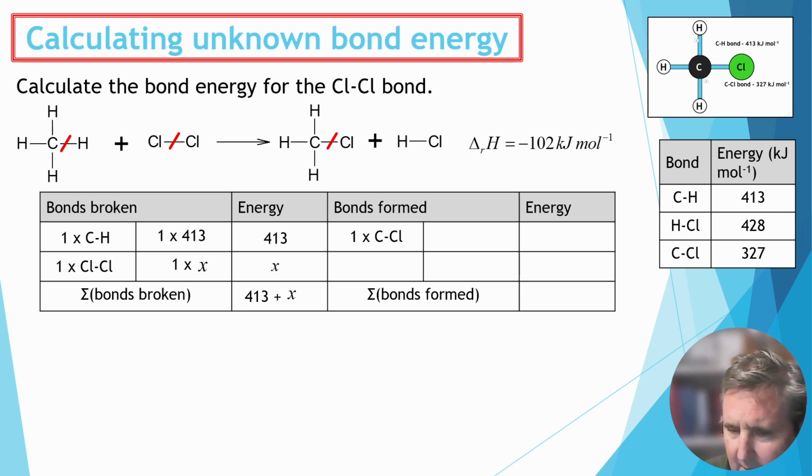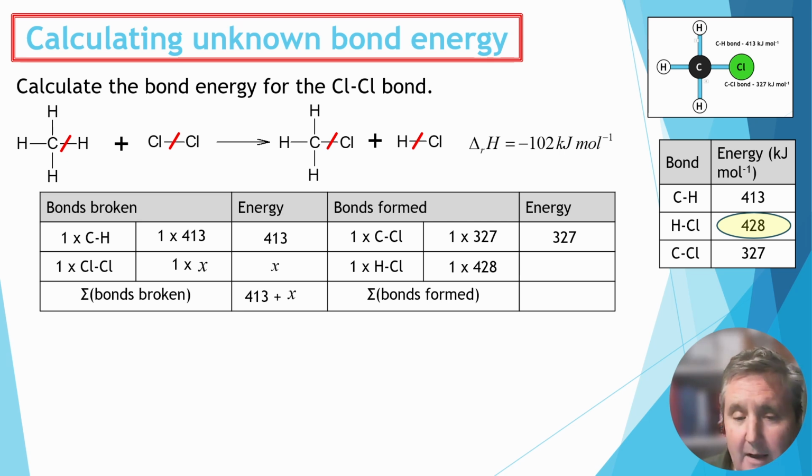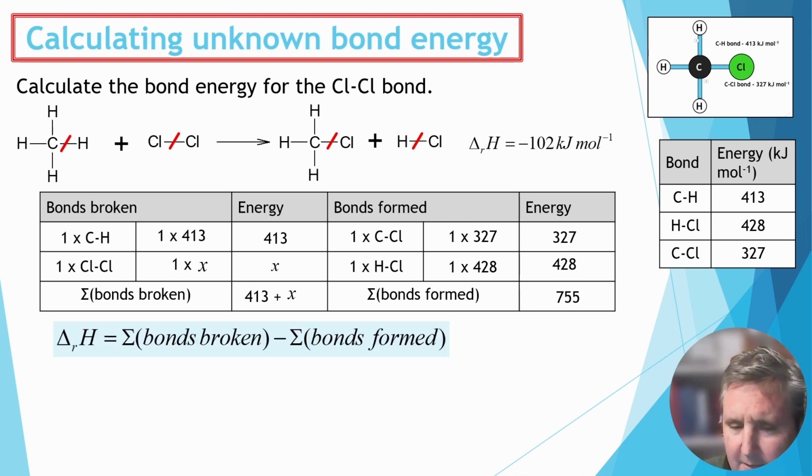So the bonds formed, remember these 3 bonds were intact, so we're just forming here the carbon chlorine bond, and the carbon chlorine bond is 327. And then so that total amount of energy here is 327. And then what we're going to do here is also form this hydrogen chlorine bond, which is 428. 1 times 428. We add these together and we get 755. So now we have the total bonds broken and the total bonds formed.